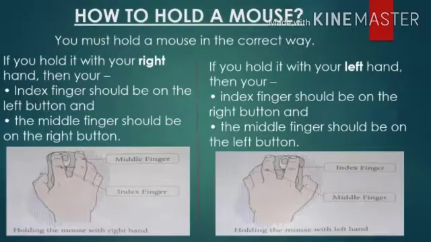Now we will learn how to hold a mouse. If we hold a mouse with our right hand, then our index finger should be on the left button and the middle finger should be on the right button. As you can see in the picture given on the left side. Now if we hold a mouse with our left hand, then our index finger should be on the right button and the middle finger should be on the left button. You can look at the picture given on the right side.